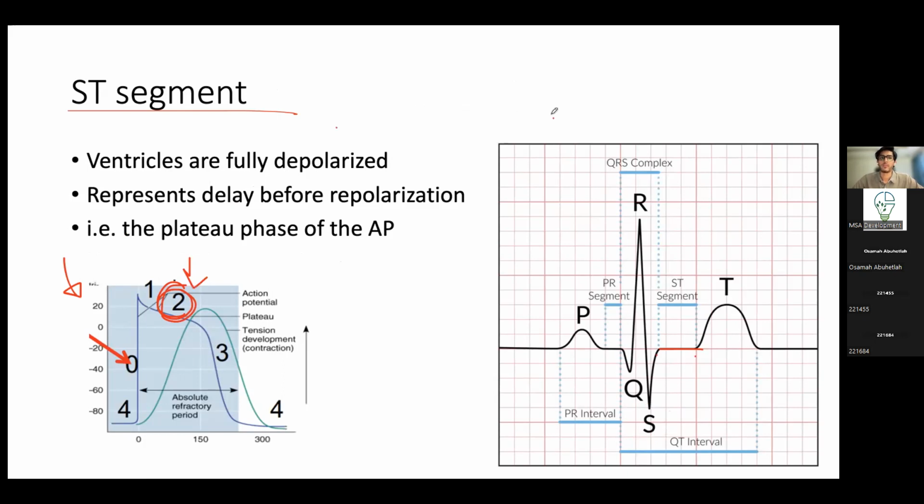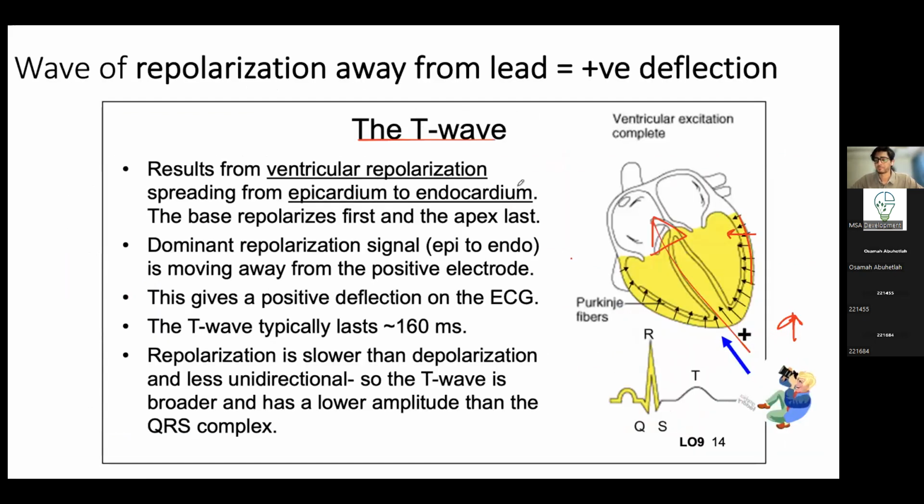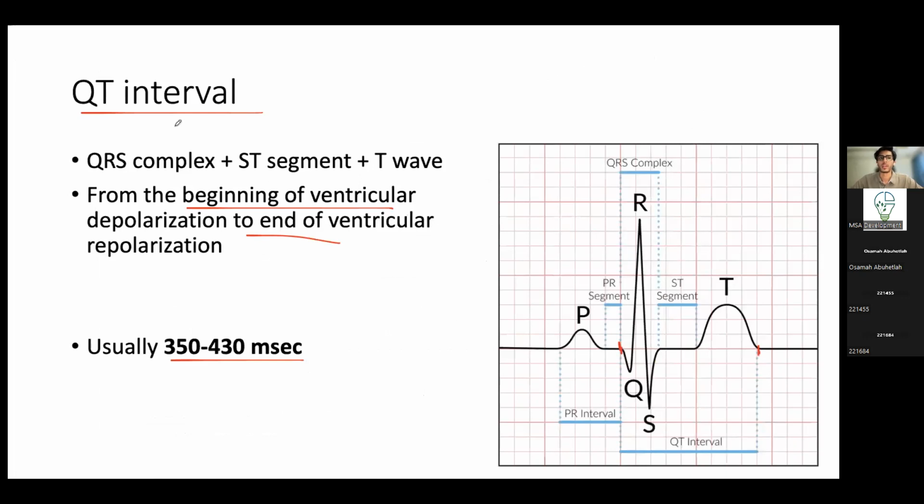Then we have the T wave, which is ventricular repolarization. Because ventricular repolarization happens from the epicardium to the endocardium, the directions are away from lead 2, away from the camera. And if a wave of repolarization spreads away from the positive electrode, we have a positive deflection. This is why the T wave is also positive. Next, we talked about the QT interval, which is everything from the start of the Q wave to the end of the T wave.